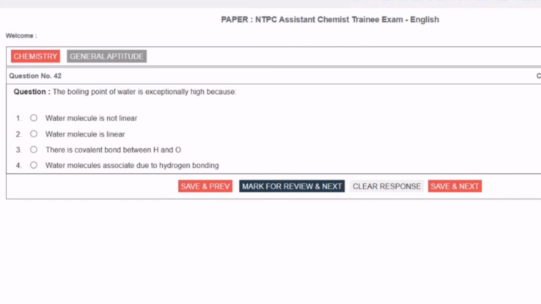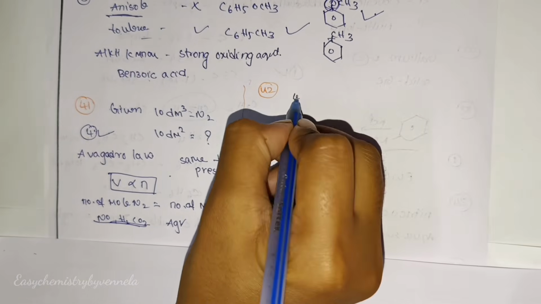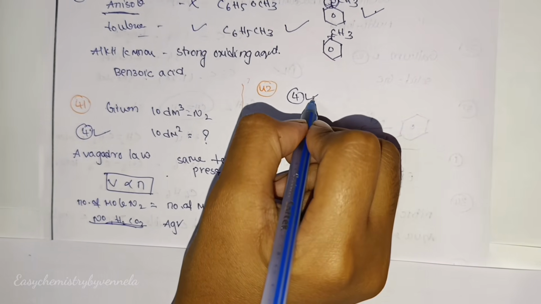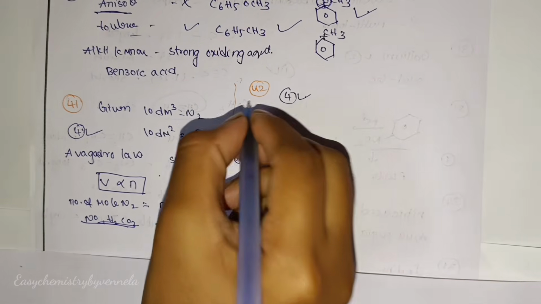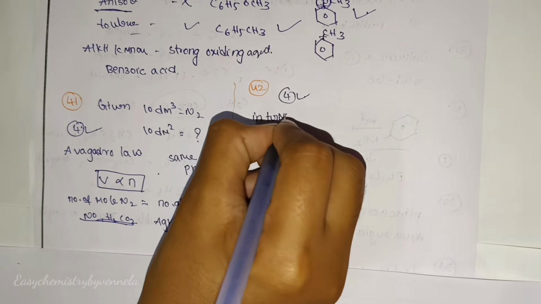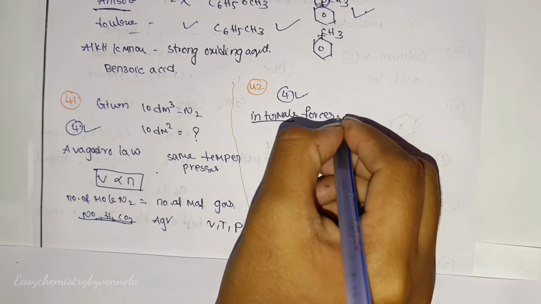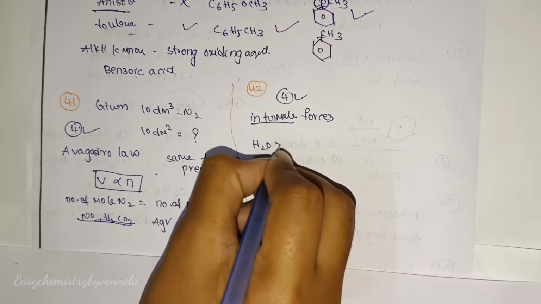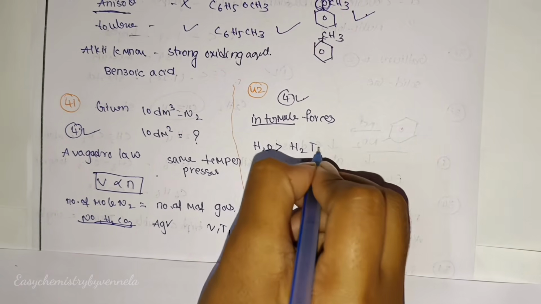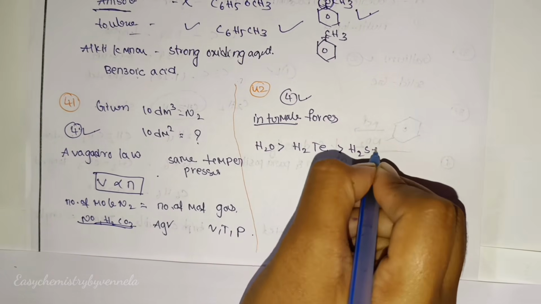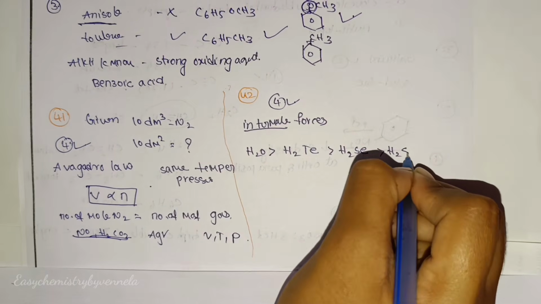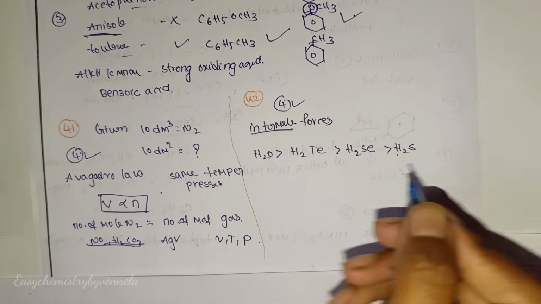Next question. The boiling point of water is exceptionally high because water molecules associate due to hydrogen bonding. So correct option is fourth one, because the boiling point of a substance depends on the strength of intermolecular forces, not covalent bonds within the molecules. So order is H2O is greater than tellurium, selenium and sulfur compounds. So correct option is fourth one.